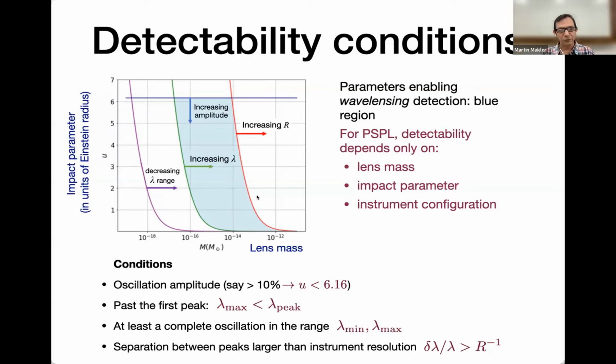The condition on resolution makes us be to the left of this red line. The condition on being to the left of the peak and having a full oscillation makes us be to the right of these lines. And the amplitude of oscillations means that we are below this blue line. So this region is where, for a given instrument, for a given lens mass and impact parameter, we will be able to detect wavelensing. But there is a caveat: we are using a point lens.